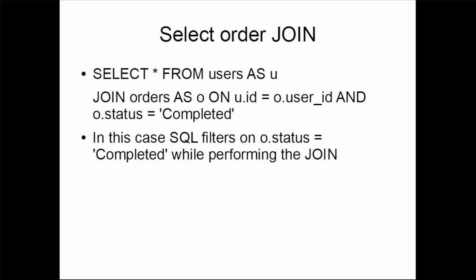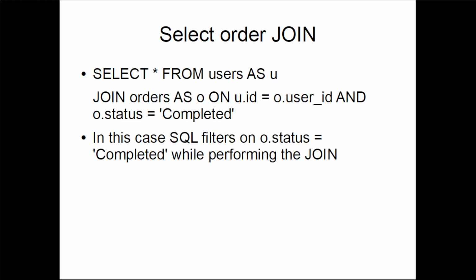Select asterisk from users as u. Join orders as o on u.id equals o.user_id and o.status equals completed. Here is what is happening. The from clause starts by identifying the users and orders tables. The join combines them using the on condition u.id equals o.user_id, which matches each user to their orders.